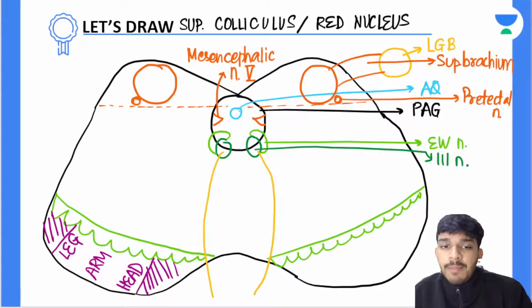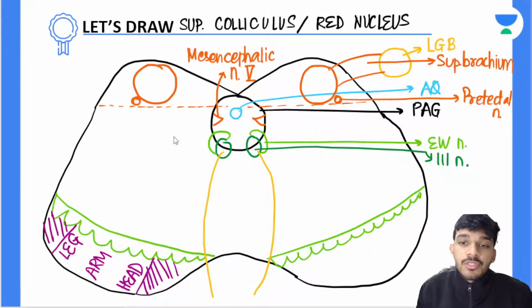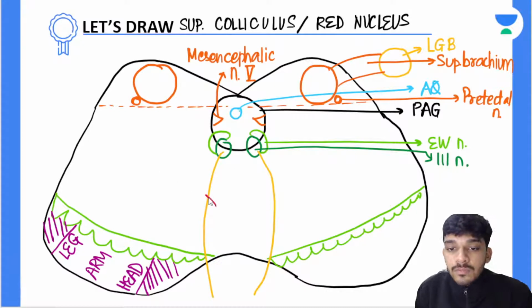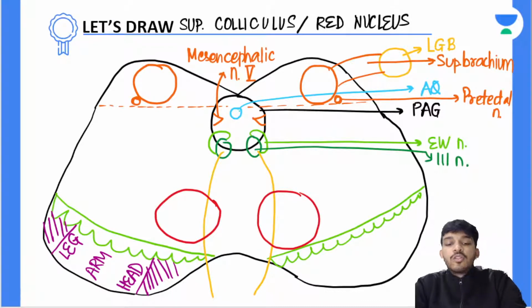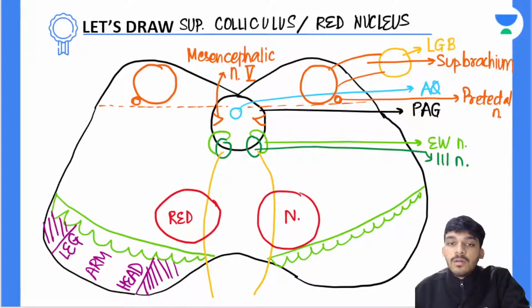Now we can draw two very important things. Those are called the red nucleus. Can we draw the red nucleus? Right. So let's draw the red nucleus, guys. Large structures. Red nuclei. Okay. So I don't think I even need to mention that this is called the red nucleus. Okay.